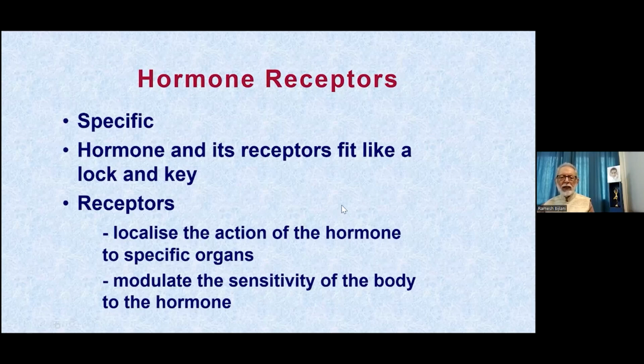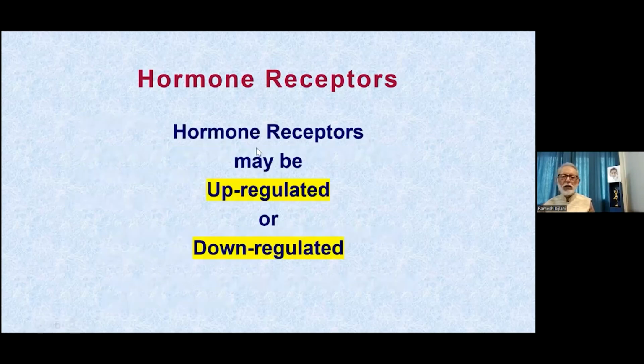So thereby, the receptors localize the action of the hormone to specific organs, because the receptors for the hormone exist only in the target organs. And one can say, in other words, that the hormones modulate the sensitivity of the body to the hormone. And how does that happen? That happens because the sensitivity to the hormone is regulated. Not only do the receptors exist, the receptors can be upregulated or downregulated, which means the number of receptors can increase or decrease.